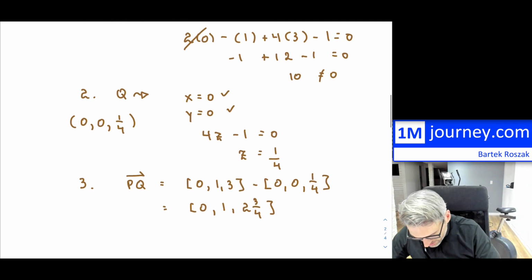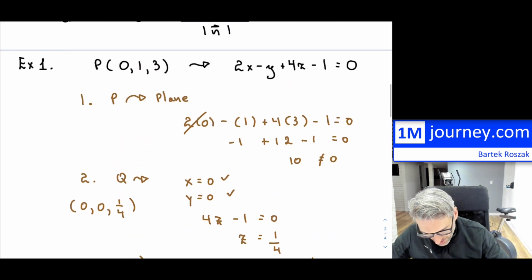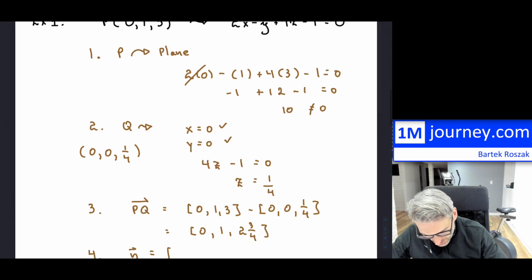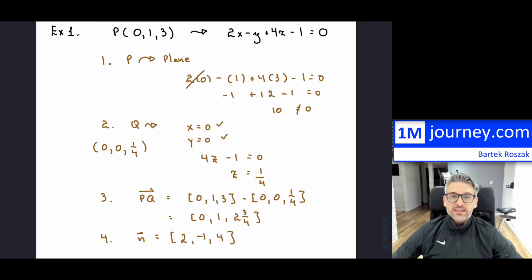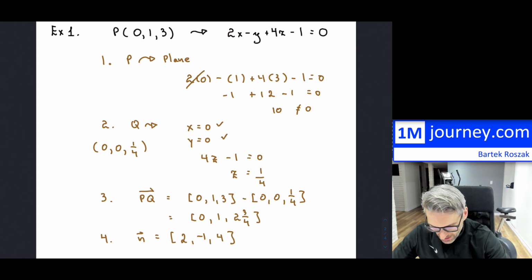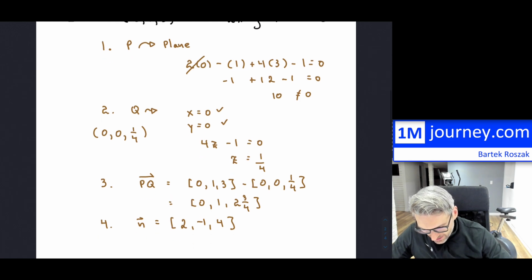Now, number 4. Now that I have this, you can find your normal vector. Your normal vector from here is just reading it out. So that's going to be 2, -1, and 4. So that's your A, B, and C values from your plane. So now I have that, and I have basically everything that I need in order to do this.